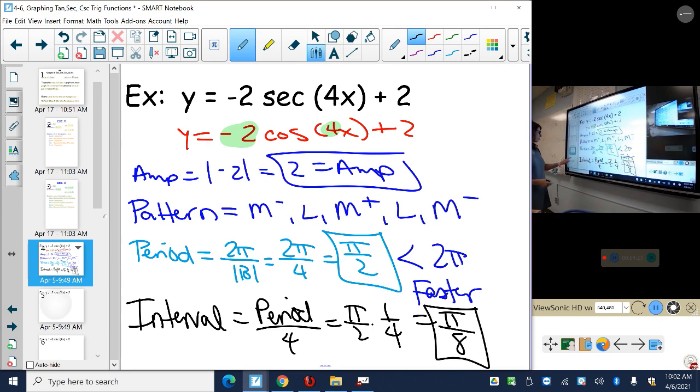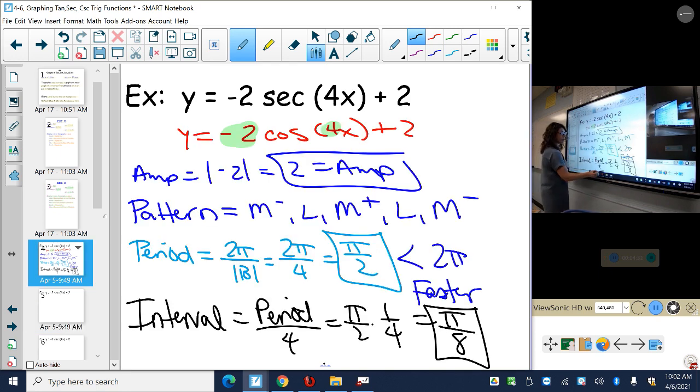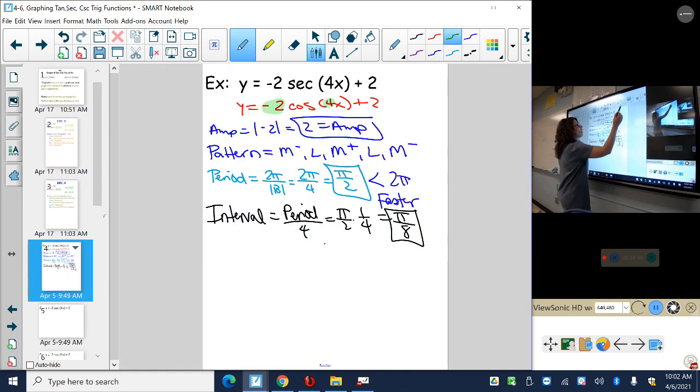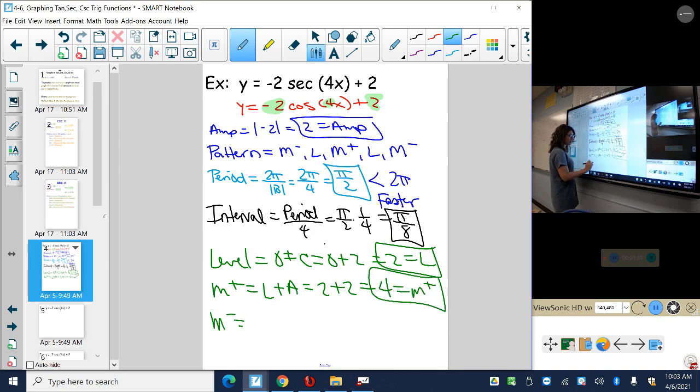Okay, so the next thing is I need to go ahead and find my level. My level is 0 plus or minus c. c is going to be by 2, so that's going to be 0 plus 2, which gives me 2 as my level, which means my maximum is going to be my level plus my amp, so that's going to be 2 plus a 2, which gives me a 4 as my maximum. And then my minimum is going to be my level minus my amp, so that's going to be 2 minus 4, which gives me negative 2 as my minimum.